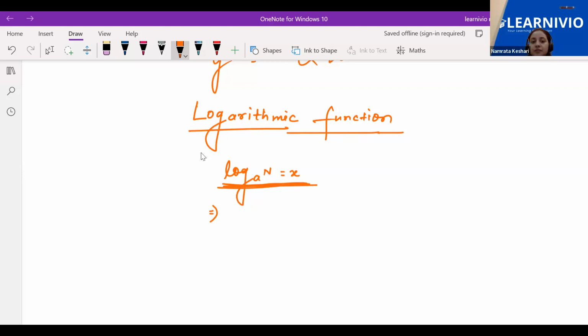N is not the power. If it were the exponent, then we could write it in front. Now we can write a to the power x is equals to n. This is how we write logarithm to exponential.